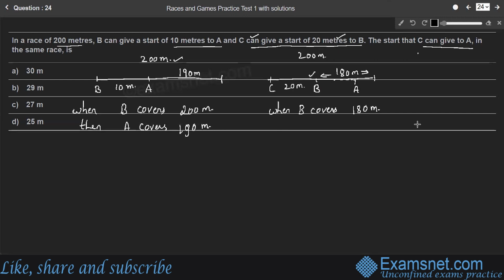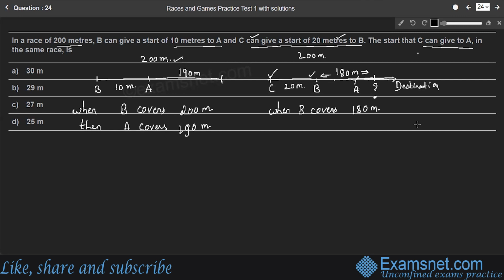Position of A will be somewhere here, right? Because A is ahead of B already. So in a case where B is covering 180 meter distance, what is the distance to be covered by A to reach the destination? This is the destination that we need to find. So when A is covering this much of distance, we can easily find the start given to A by C. So that means C to A distance can be calculated.